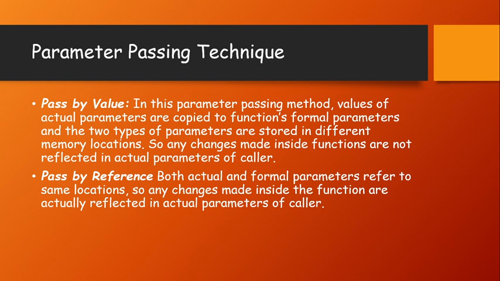In the first one, pass by value, the values of the actual parameters are copied to the function's formal parameters, and the two types of parameters are stored in different memory locations. So any change made inside the function is not reflected in the actual parameters of the caller. Next is pass by reference. Both the actual and the formal parameters refer to the same location. So any change made inside the function is actually reflected in the actual parameters of the caller.